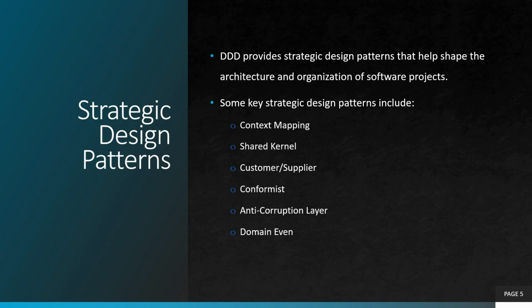Strategic design patterns. DDD provides strategic design patterns that help shape the architecture and organization of software projects. Some key strategic design patterns include context mapping. Context maps help in understanding the whole project, being able to show the relationships between the different bounded contexts. It is extremely important to understand the relationship between bounded contexts so that you can build a domain model correctly.